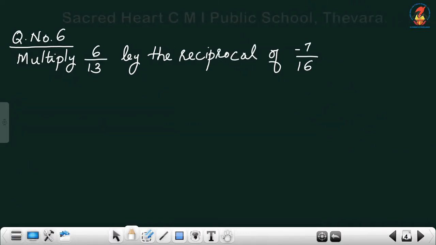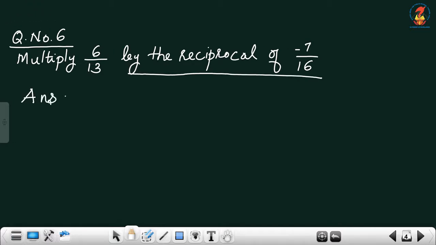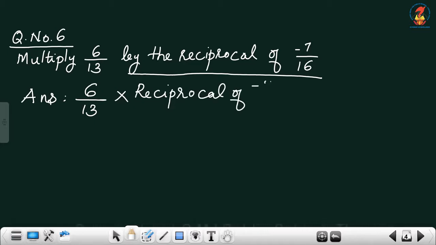Then question number 6. Multiply 6 by 13 by the reciprocal of negative 7 by 16. You have to multiply 6 by 13 with the reciprocal of negative 7 by 16. So, equal to 6 by 13 into, what is the reciprocal of negative 7 by 16? 16 by negative 7.